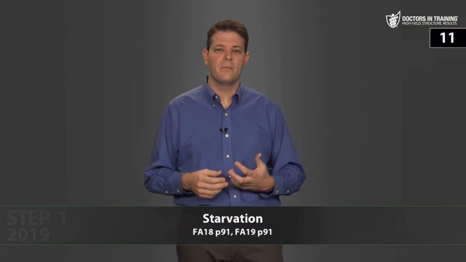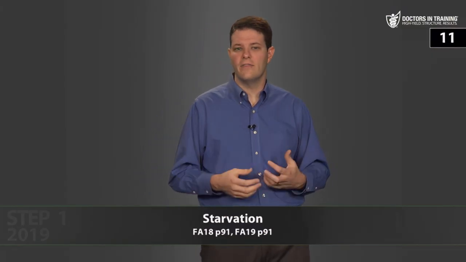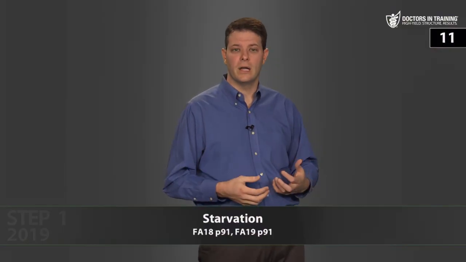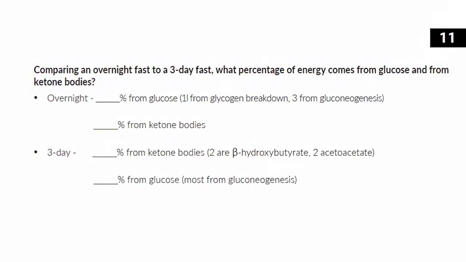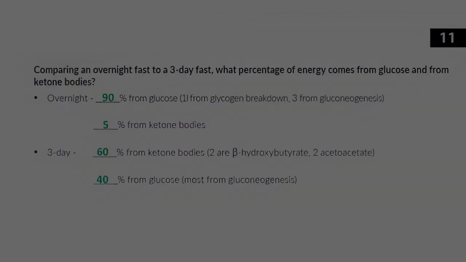And then number 11 says, comparing an overnight fast to a 3-day fast, what percentage of energy comes from glucose and from ketone bodies? So after an overnight fast, 90% comes from glucose, primarily from mobilizing glycogen stores. And only about 5% comes from ketone bodies. The other 5% or so comes from fatty acids. And then after a 3-day fast, 60% comes from ketone bodies and only 40% comes from glucose, primarily from gluconeogenesis, again, because you've already burned through your glycogen stores.